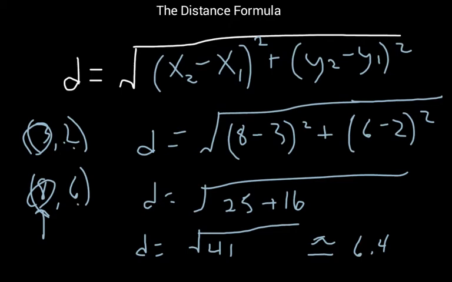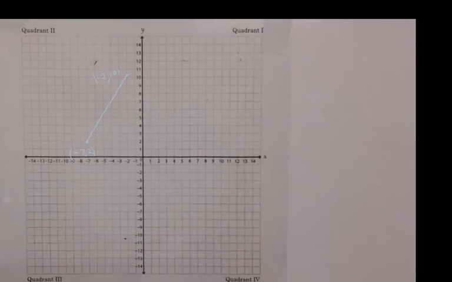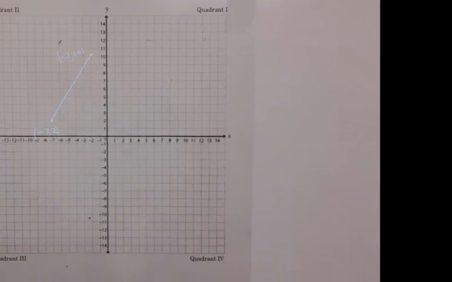So let's look at another example, and this one's going to have some negative numbers in it. It's going to make it a bit more interesting and perhaps challenging. So the coordinates that we're going to use now are (-7, 2) and (-2, 10). Let's make some more space to work with here.